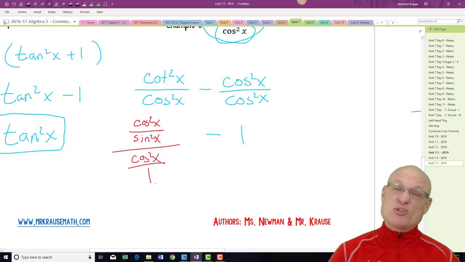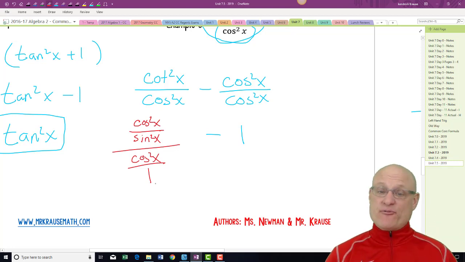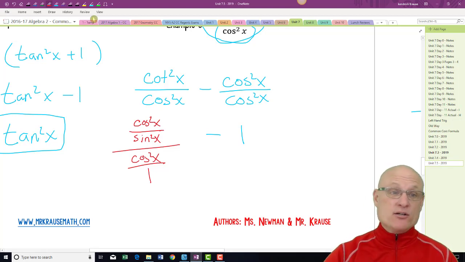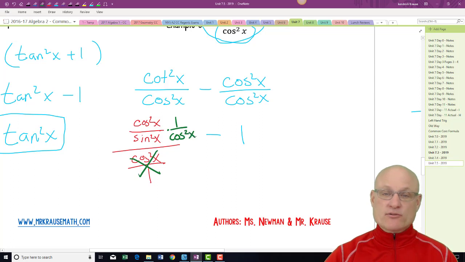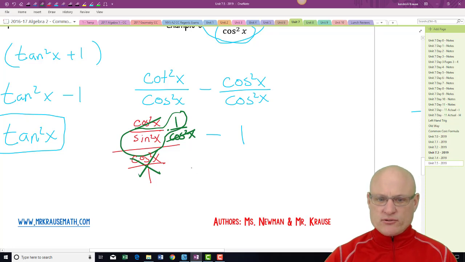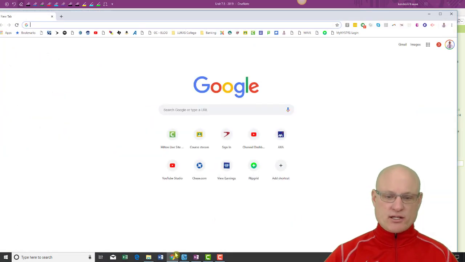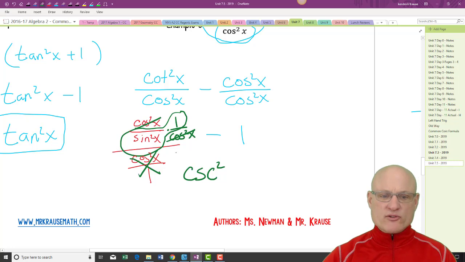Now, why did I turn that into a fraction? Well, didn't I just say a few minutes ago that dividing by a fraction is the same as multiplying by the reciprocal? So this is really the same as multiplying by 1 over cosine squared x. Okay, well, how does that help? Well, these cosine squareds cancel. I'm left with 1 over sine squared. 1 over sine squared is cosecant squared x, minus 1.